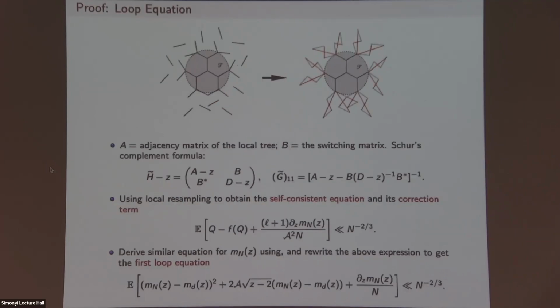Why do you need more than one loop equation? This is the first loop equation. You had a whole bunch of them with extra points.